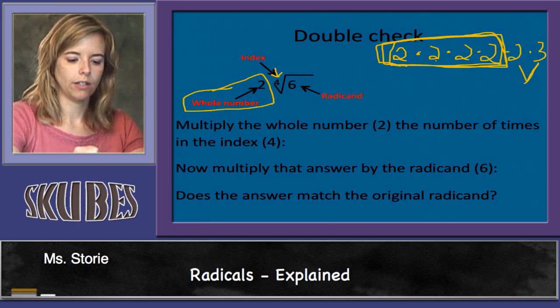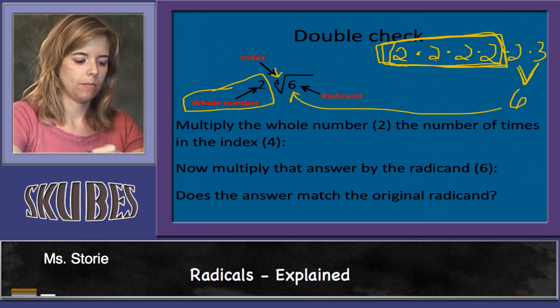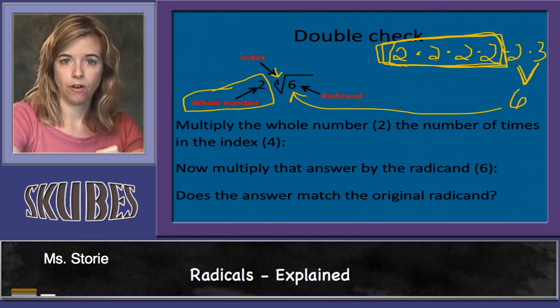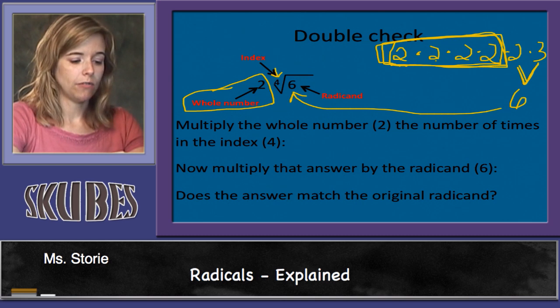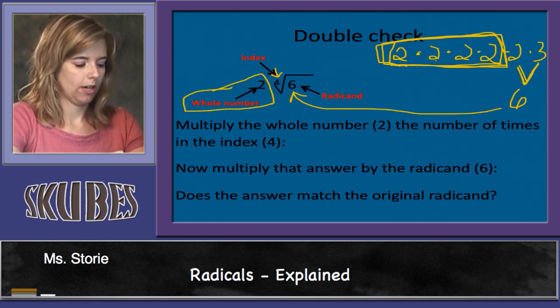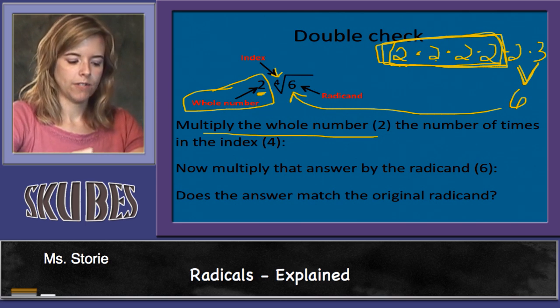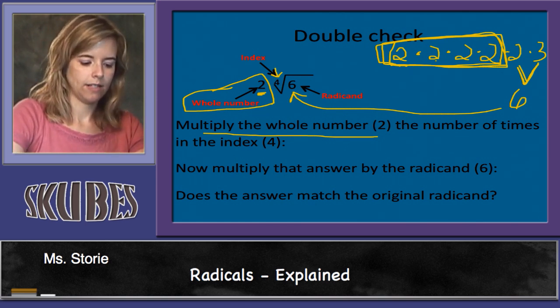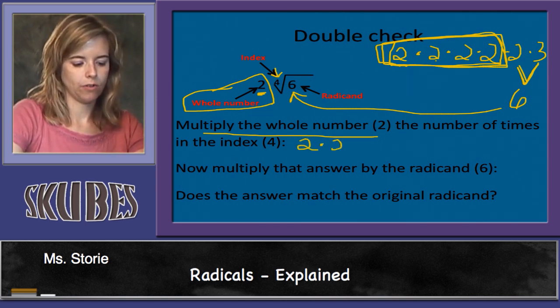Now these guys right here are leftovers, so we multiply them together, they turn into a 6, and they became the new radicand. The index is still the same, it's still 4, that's how we got all this stuff. Now, if you need to double check it, which you definitely should, multiply your whole number, in this case the 2, the number of times in the index.